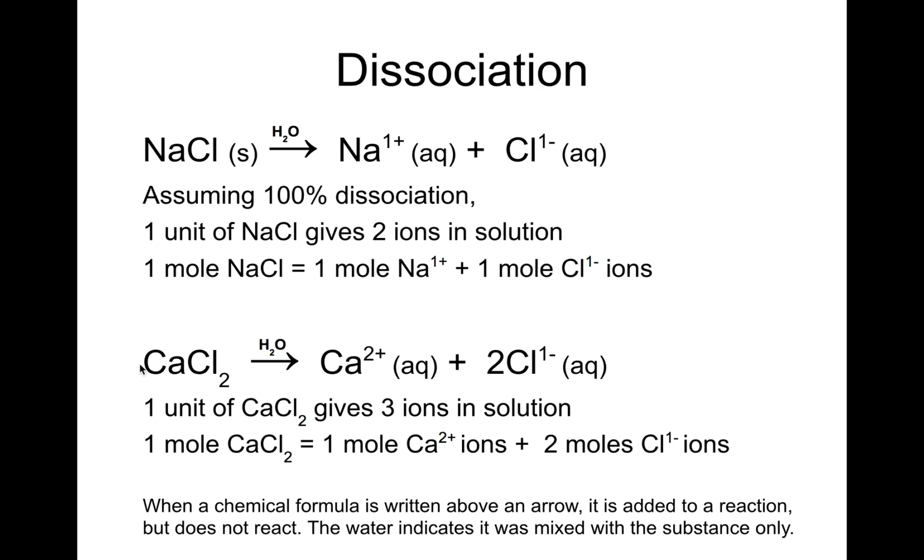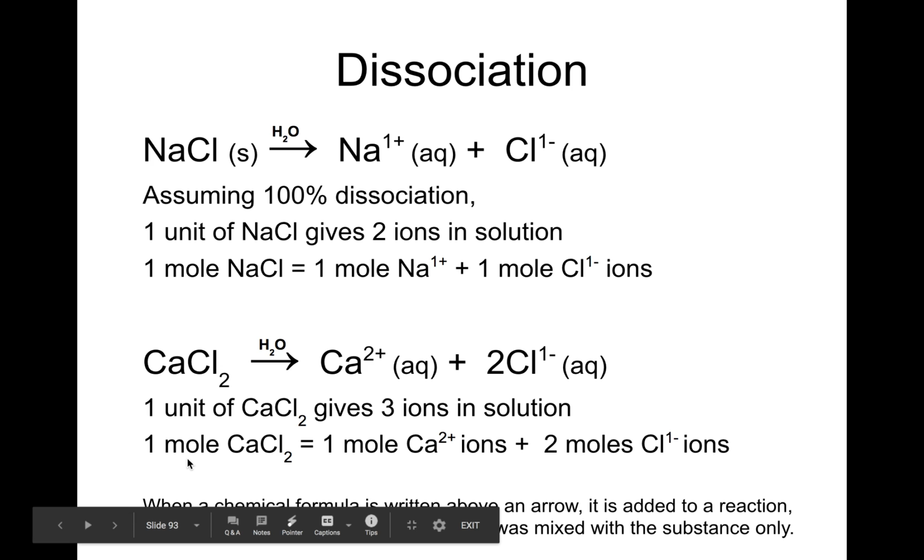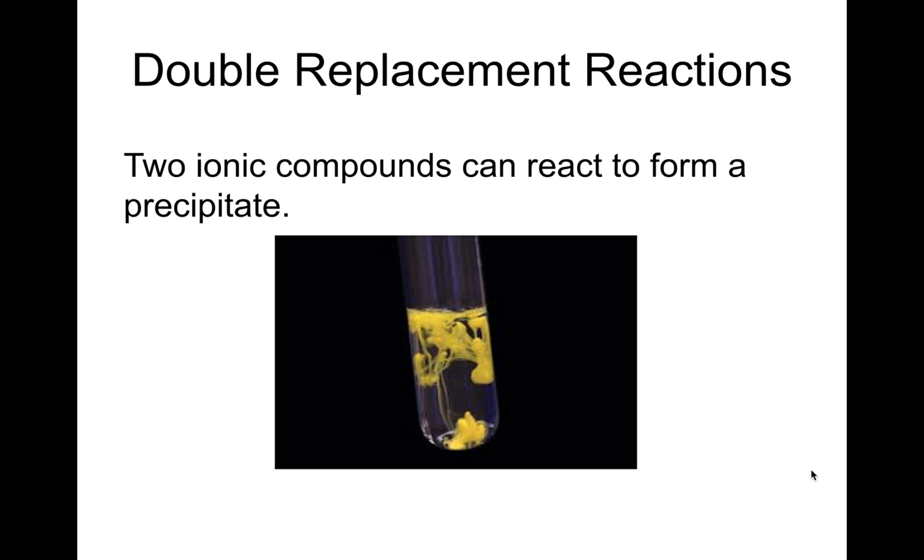If we have a different kind of ratio in an ionic compound, such as calcium chloride, there is a 1:2 ratio of calcium to chloride ions. When dissolved in water, you get 1 calcium 2 plus ion for every 2 chloride ions, and chloride is a 1 minus. So you get 3 ions in solution, 1 calcium and 2 chloride. Another way to say this is that a mole of calcium chloride is equal to a mole of calcium ions and 2 moles of chloride ions.